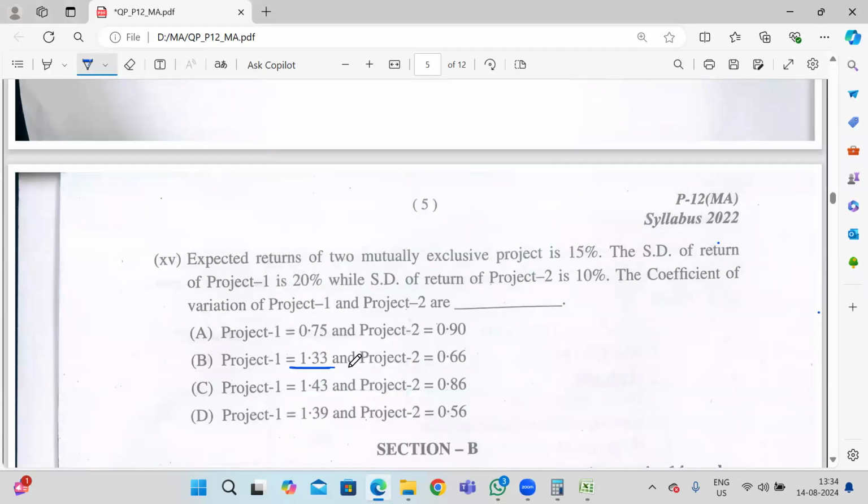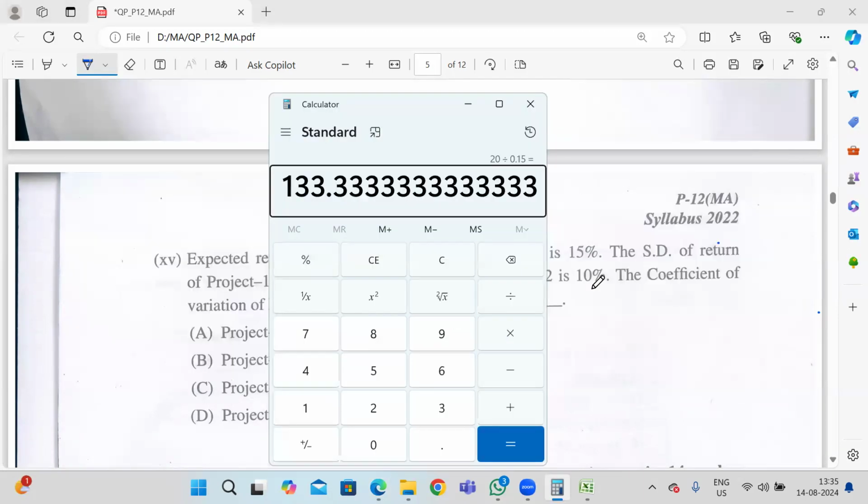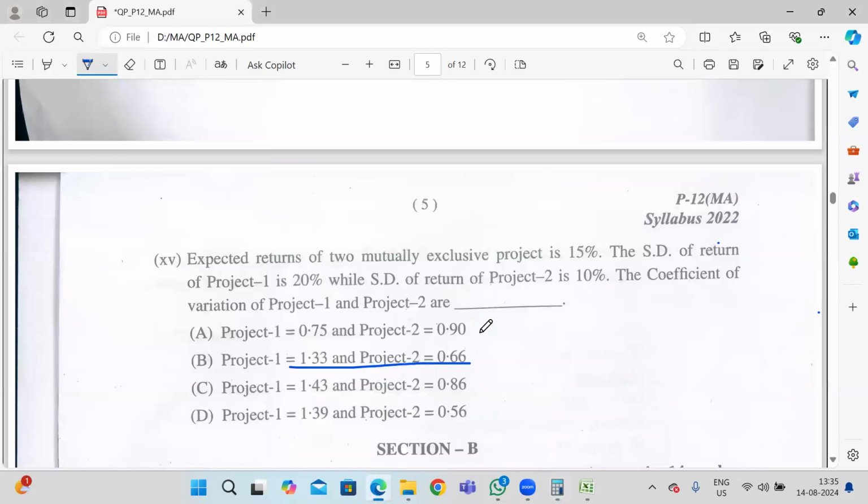So option should be 1.33 and 0.66. So we will check for project 2 as well. So here project 2 standard deviation is 10%. So 10 divided by 15%, that is 0.1 divided by 0.15. So we will be getting 0.66. So option B is the right answer.